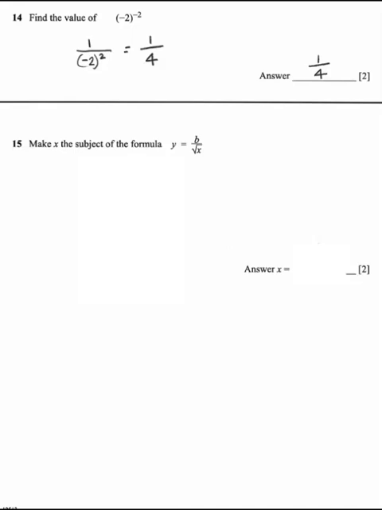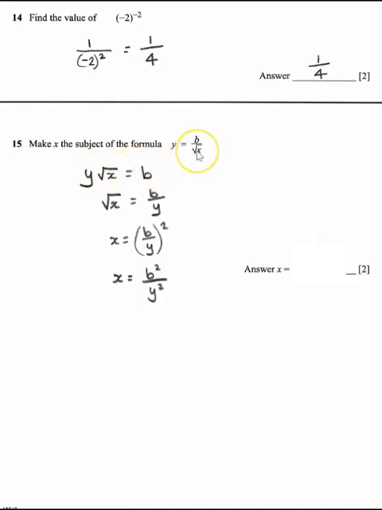For question 15, it says make x the subject of the formula y equals b over the square root of x. So what I've done here in the steps is I've brought this square root of x across, and you have to multiply by the square root of x on each side, or know that that's a division between the b and the square root of x. When we bring the square root of x across, it's the opposite of a division, which is a multiplication. So now we've got y multiplied by the square root of x equals b.